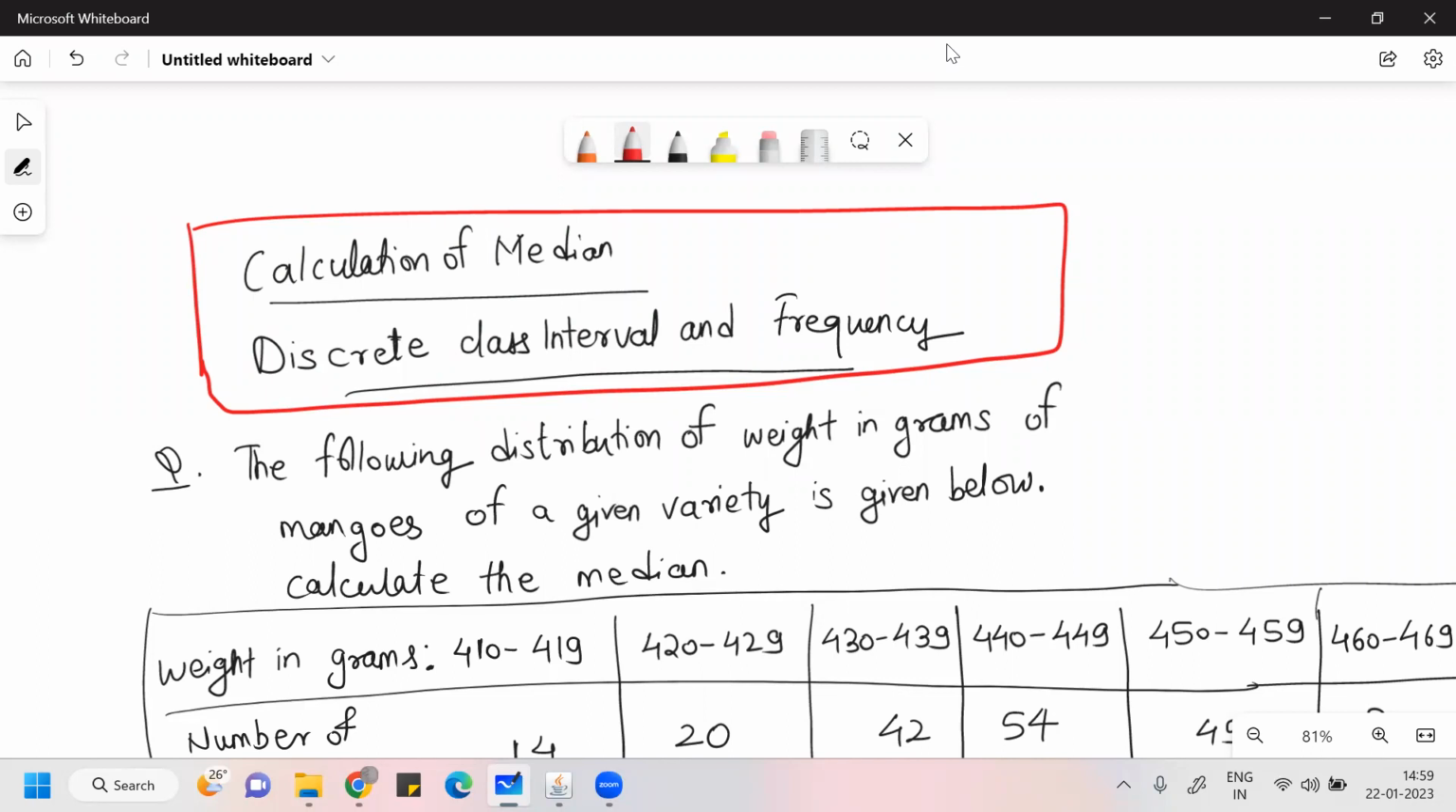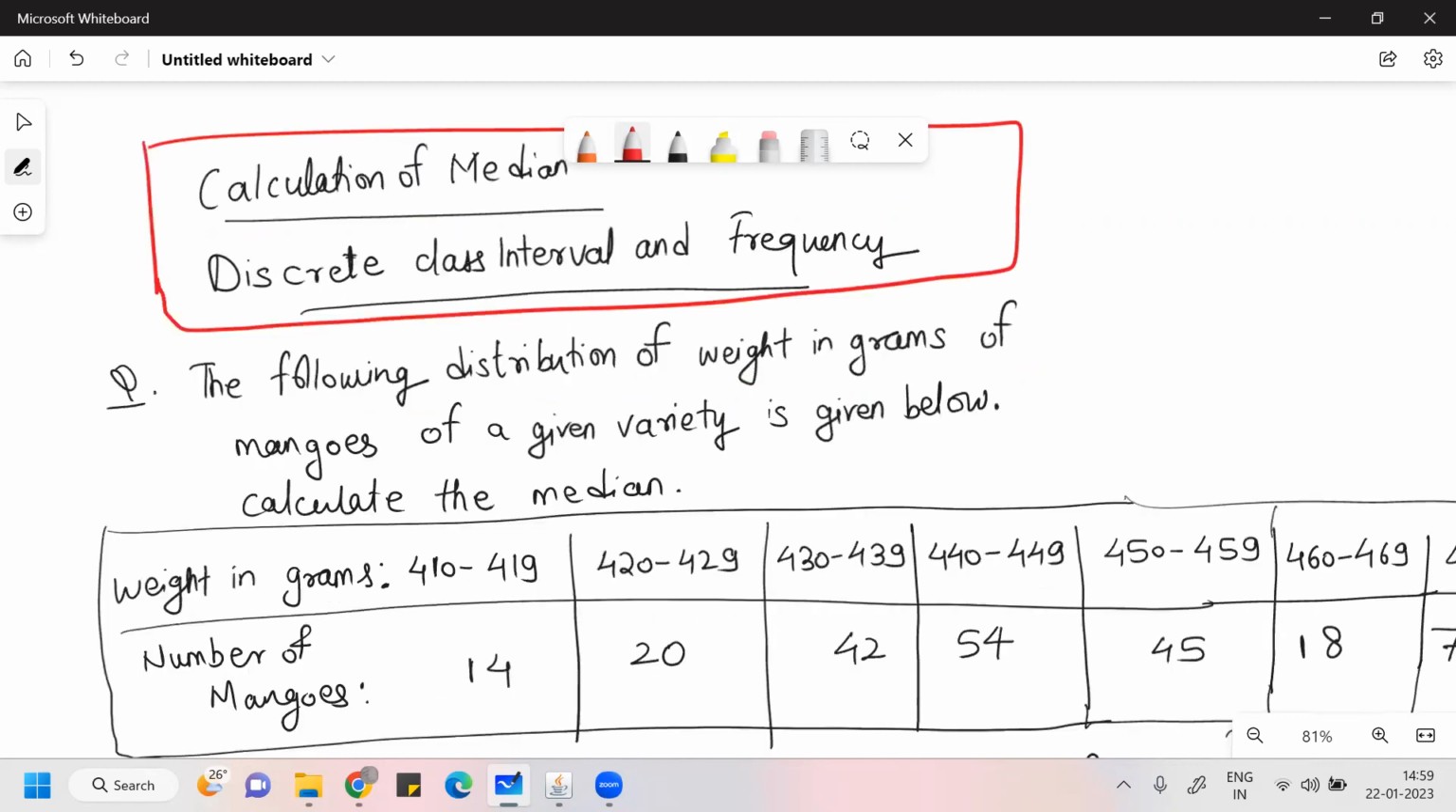Here in this class, we'll discuss the calculation of median when we have a class interval and frequency. Guys, I believe you have already seen my videos on statistics, where I have more or less covered all the portions of statistics relevant for the MBA and MCOM curriculum. In this class, we'll discuss the calculation of median when we have class interval and frequency. Probably the class interval I'm talking about is a discrete class interval.